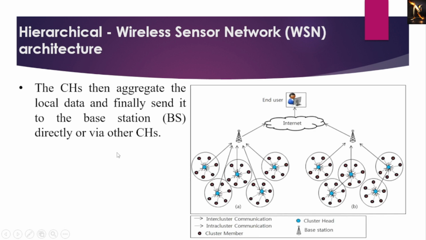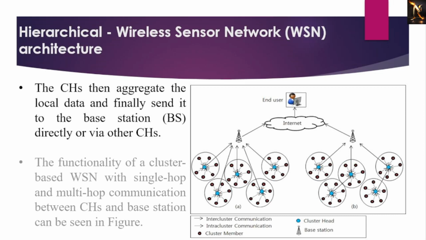The cluster heads, CHs, play a crucial role by aggregating the local data within their clusters. Subsequently, they transmit the aggregated data to the base station, BS, either directly or through other cluster heads. The operational dynamics of a cluster-based wireless sensor network, WSN, incorporating both single-hop and multi-hop communication between cluster heads and the base station, are illustrated in the accompanying figure.